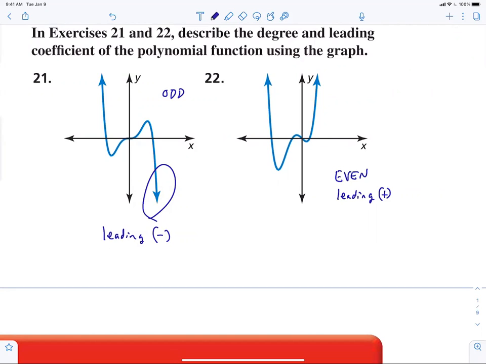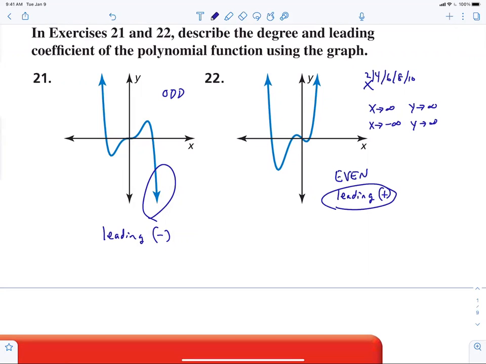Okay, because if this is even, that makes it x to the fourth or x to the sixth or eighth or 10th. I could even say squared, but it's got to be one of those. Do you agree with that? So if it's one of those, and when I plug in a positive number, I get a what? I get a positive number. You with me? If I put a negative number in, I get a what? Positive. Therefore, the leading coefficient must be positive.